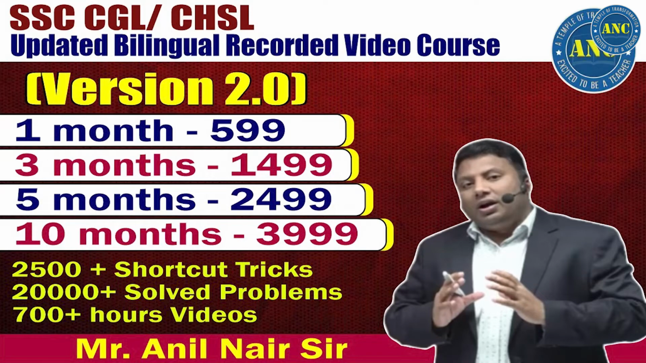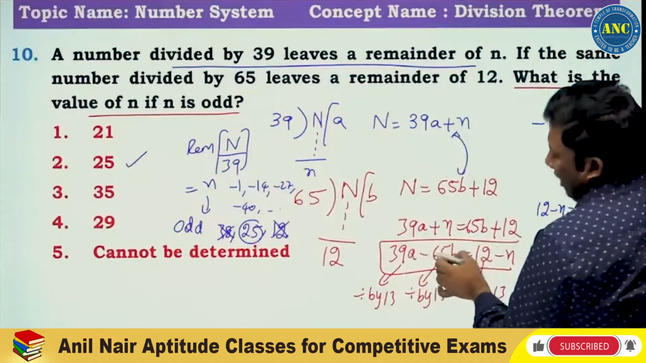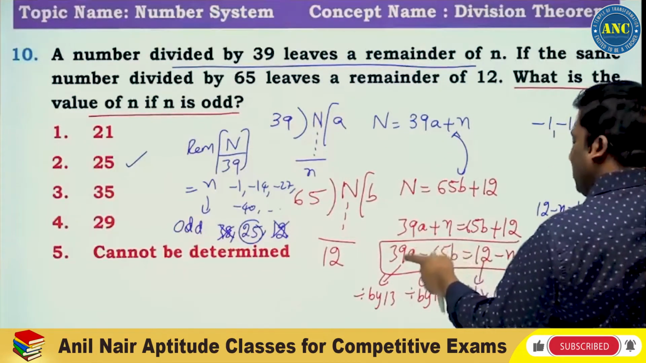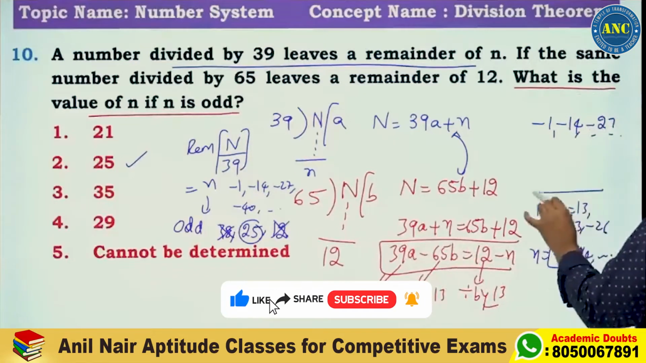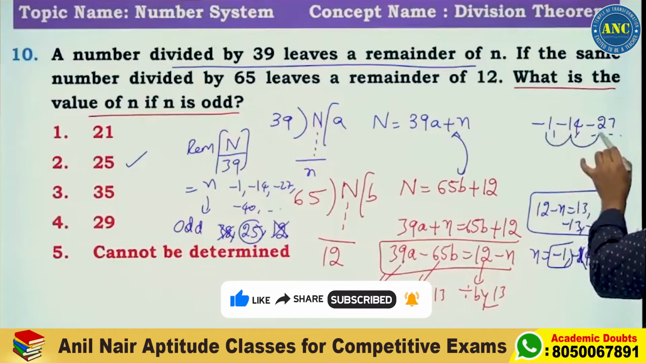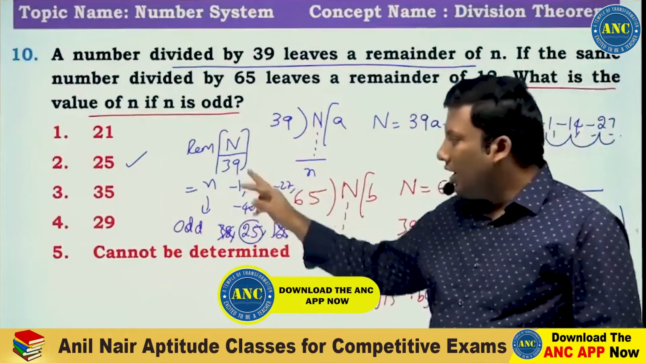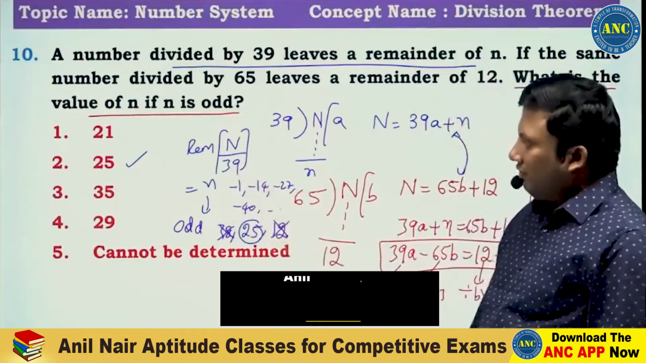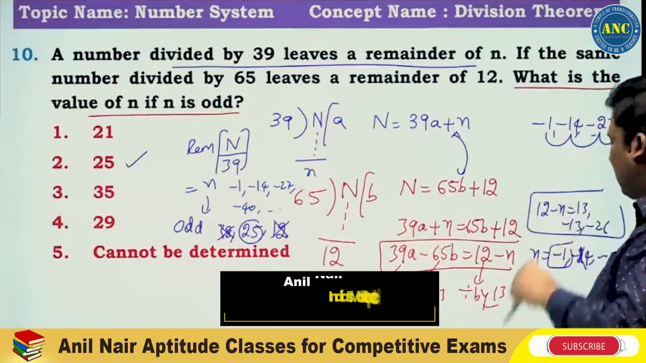Very, very easy, sir. Both are equated with the same equation. 39a minus 65b equals 12 minus n, divisible by 13. 12 minus n should be divisible by 13. That means n will be minus 1, going with a deviation of 13 to the left side. 39 minus 1 is 38, 39 minus 14 is 25. So from there 25 you will get. I hope the idea is clear. Next one.